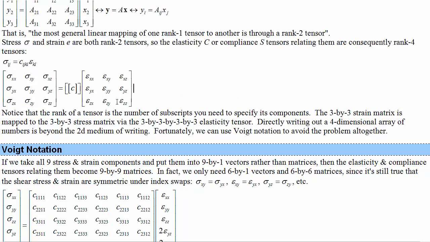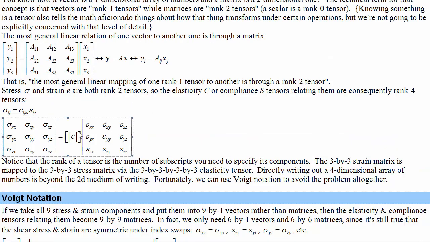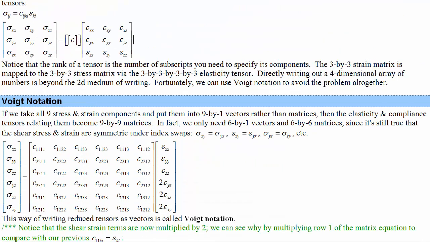In fact, we don't really need to write out all components of a 9 by 9, because since the shear terms are symmetric from the work that we did in the last section, we know that epsilon xy is always going to be equal to epsilon yx, and same thing for the stresses. Sigma xy is equal to sigma yx, at least locally. So because of that, we can get away with skipping the last 3 components and just write out a 6 by 6 matrix to map 6 components to 6 other ones.